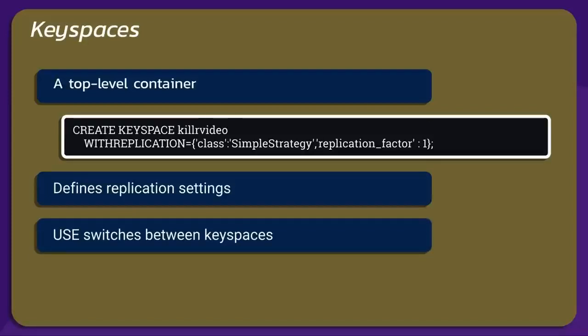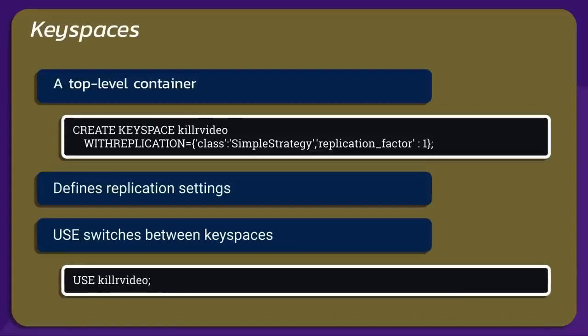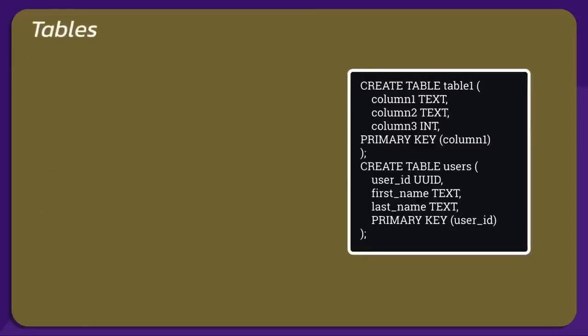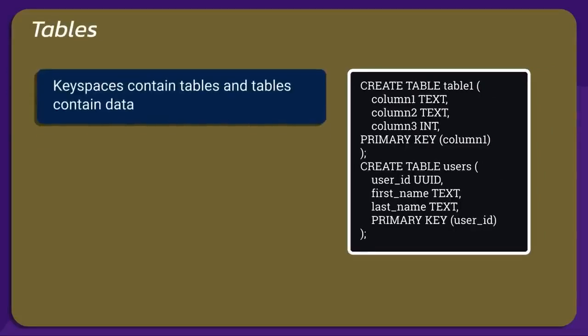If you do not select a keyspace with the use command, you'll have to include the name of the keyspace whenever you reference the name of a table. This helps Cassandra interpret your request. Let's take a quick look at the syntax for creating a table. The code here shows the statements for creating two different tables. Remember, the keyspaces contain tables and tables contain our data.